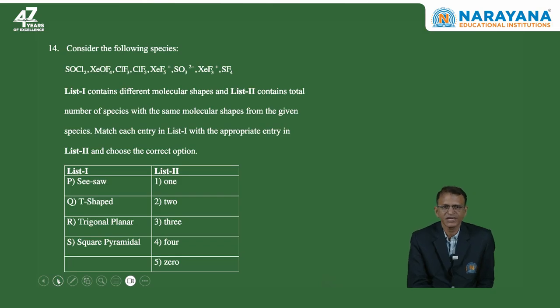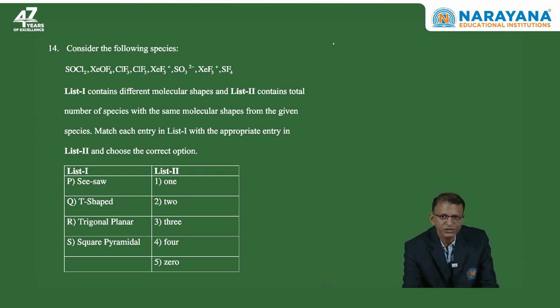Question number 14 is from chemical bonding, right? So they are talking about many compounds, and list 1 and list 2 are given, and we have to find out how many of them have the given geometry like seesaw, T-shape, trigonal planar and square planar. So let us discuss one by one. So moving to the first molecule, SOCl2. In this molecule, the central atom is sulfur.